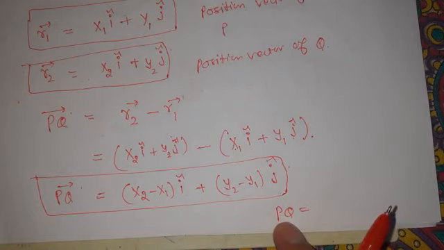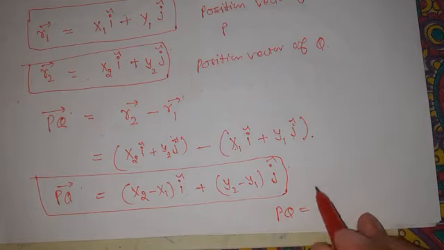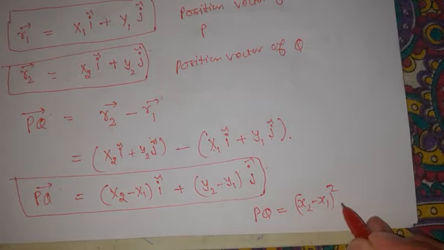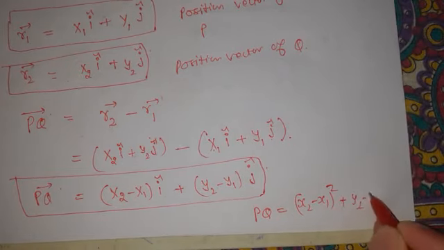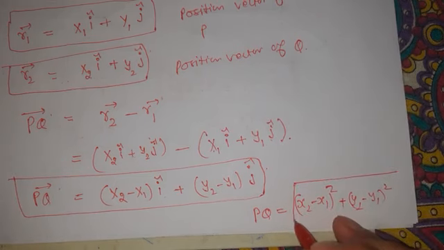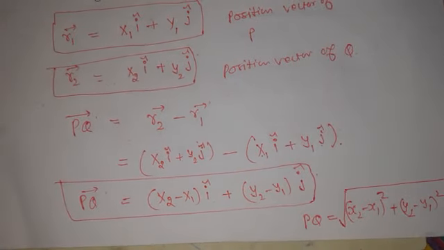Magnitude of this PQ vector will be PQ, and it is square root of (x2 minus x1) का स्क्वायर प्लस (y2 minus y1) का स्क्वायर का होल अंडर. This will be over there.